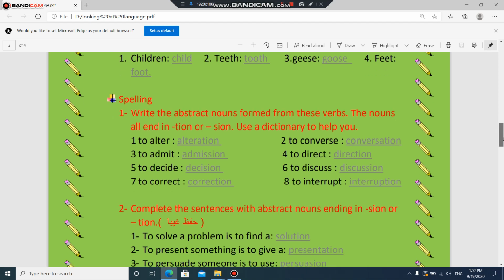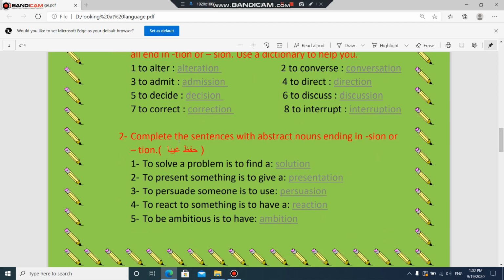Okay. Now guys, go to exercise number 2. It says complete the sentences with abstract nouns ending in tion or sion. Okay, you have to memorize. Okay, for example, to solve a problem is to find a solution. Okay guys, so solution means to solve a problem. I can ask you what does solution mean, and you tell me to solve a problem. Presentation, to present something. Okay guys, you have to memorize.